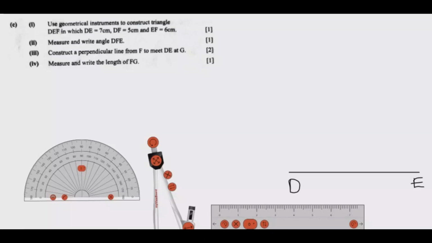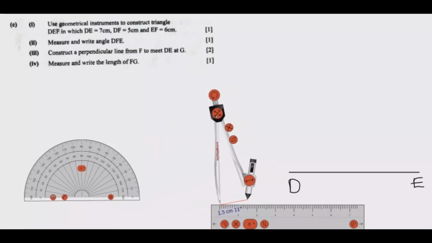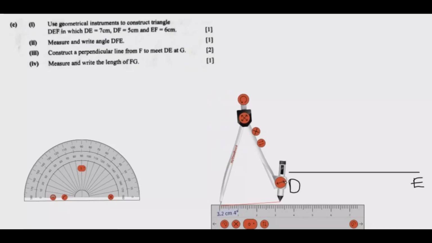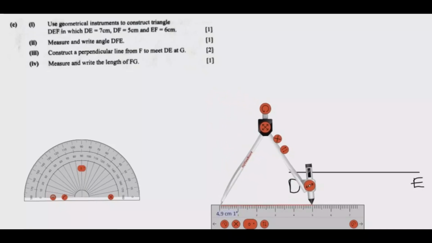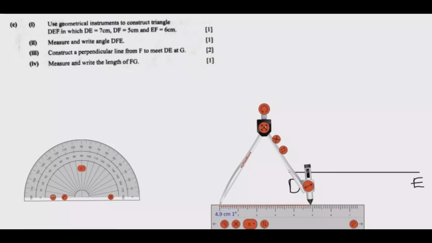Now once I've done that, the next thing is I want to construct a line which is DF, that is 5 cm. So for me to make sure that I come up with the actual line, I'm going to get my compass, put it on the ruler, and then measure 5 centimeters. So where there is 5, it's here, so that's where I'll put my pencil, on 5 centimeters. You need to make sure that your measurements are very accurate. If they are not, you may end up getting wrong answers. As you are measuring, make sure that it is on the actual point.